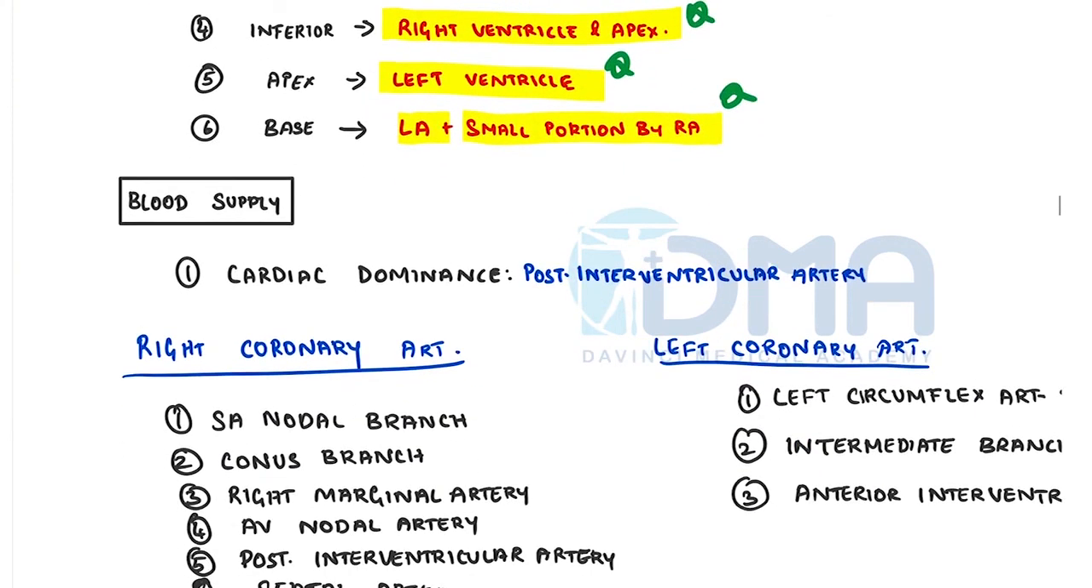And next, blood supply is also important. The cardiac dominance is determined by a special artery known as the posterior interventricular artery. Depending upon which coronary artery it comes from, that cardiac dominance will be determined. For example, if this posterior interventricular artery arises from your right coronary artery, then the person is right cardiac dominant. If it arises from the left coronary artery, then the person is left cardiac dominant.